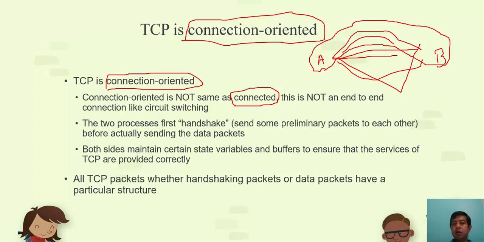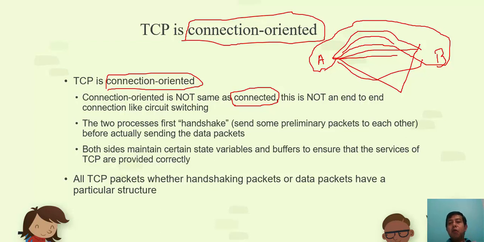Then why is it called connection oriented? It is called connection oriented because these two nodes A and B create a sort of session which acts as if these two sides, these two processes, are connected. They are loosely connected. They are not connected through a path. They are loosely connected.